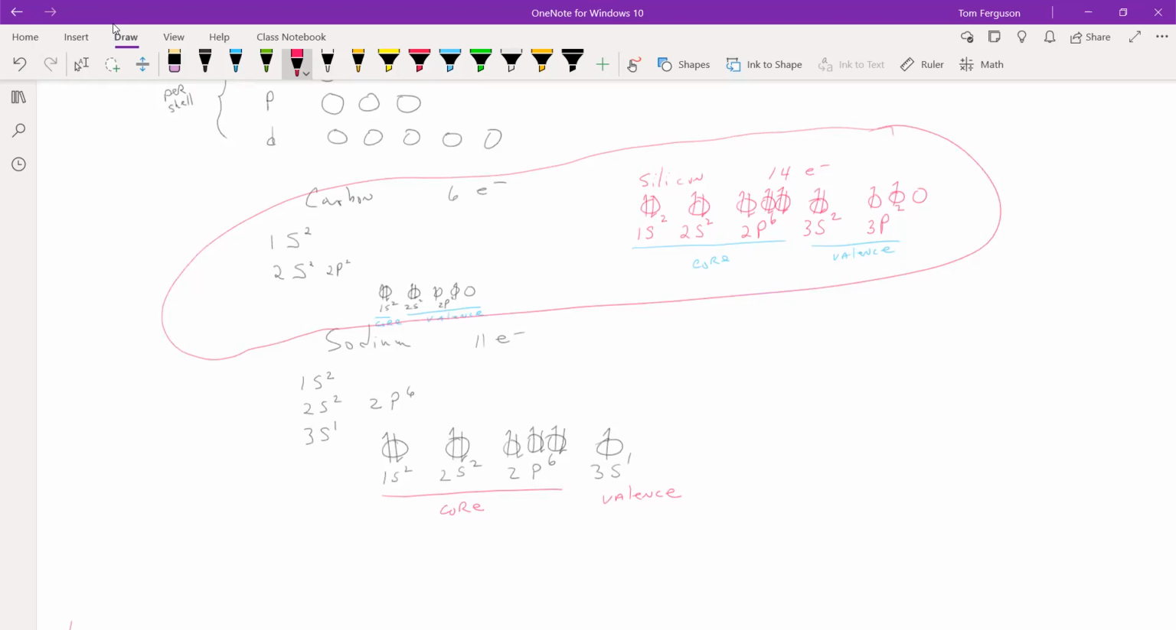Those two illustrate again why the chemistry of groups is the same. The core electrons are not different. Silicon just has more core electrons. But the valence electrons are exactly the same, 4 and 4. And their orbital diagrams are exactly the same. Hence, the chemistry is the same.